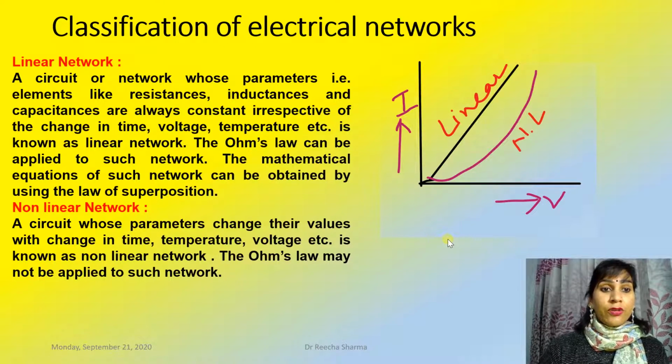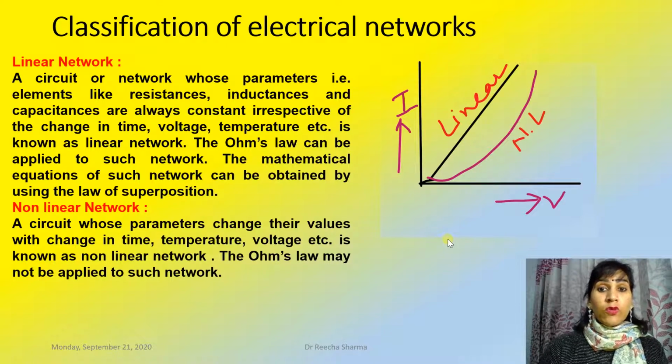A circuit or network whose parameters, that is elements like resistance, inductance and capacitances, are always constant irrespective of the change in time, voltage, temperature, etc., is known as a linear network. Ohm's law can be applied to such networks. The mathematical equations of such networks can be obtained by using the law of superposition.